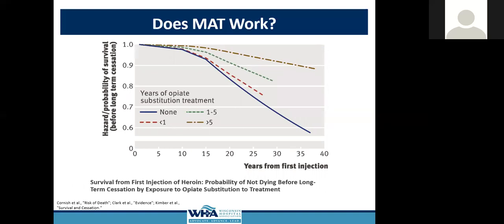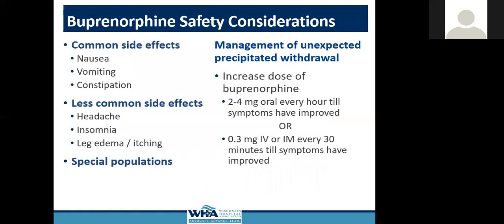The key intervention is initiating and sustaining MAT with buprenorphine or methadone. The longer people stay in treatment, and this assumes alternating episodes of relapse and return to treatment, this assumes that you're going to have periods where you relapse and use again, you still have a greater survival benefit. Basically, the longer you use MAT, the longer you survive.